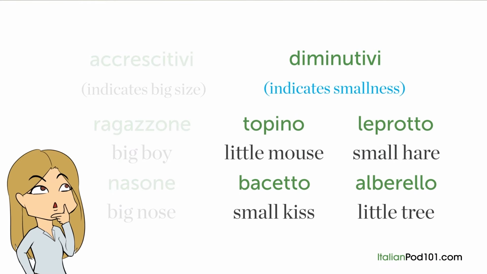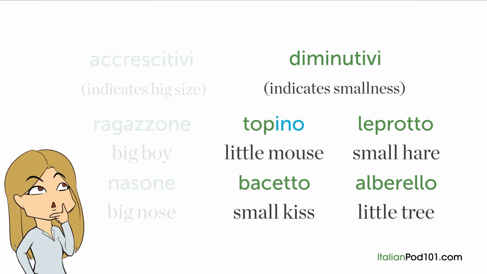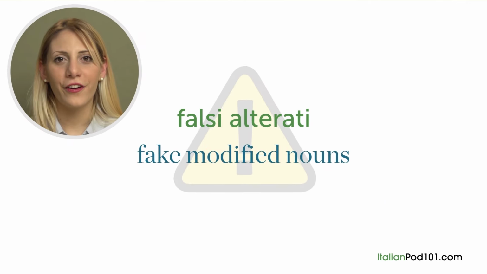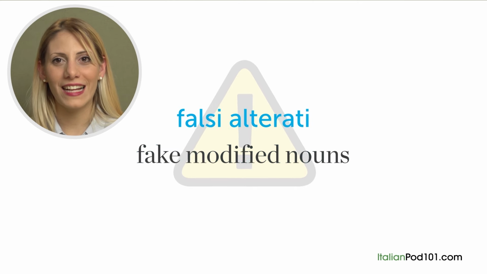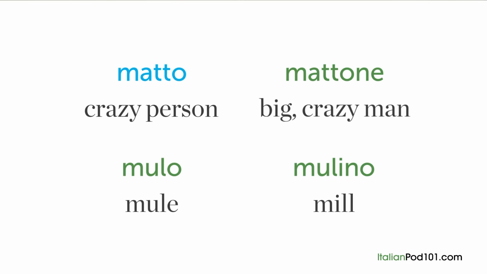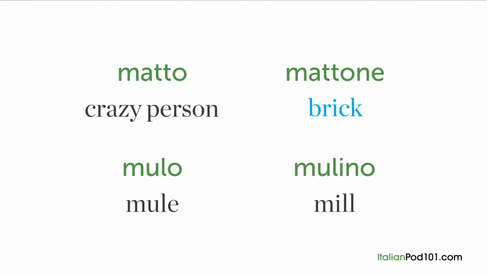Diminutivi indicate smallness. Common suffixes are -ino, -etto, -otto, -ello. For example, topino, little mouse, bacetto, small kiss, leprotto, small hare, alberello, little tree. Be aware of fake modified nouns, or falsi alterati. These are words that look like modified nouns, but mean a totally different thing. Matto means crazy person, but mattone is not a big crazy man, it's a brick. And mulino means mill, not a small mule, that's mulo.